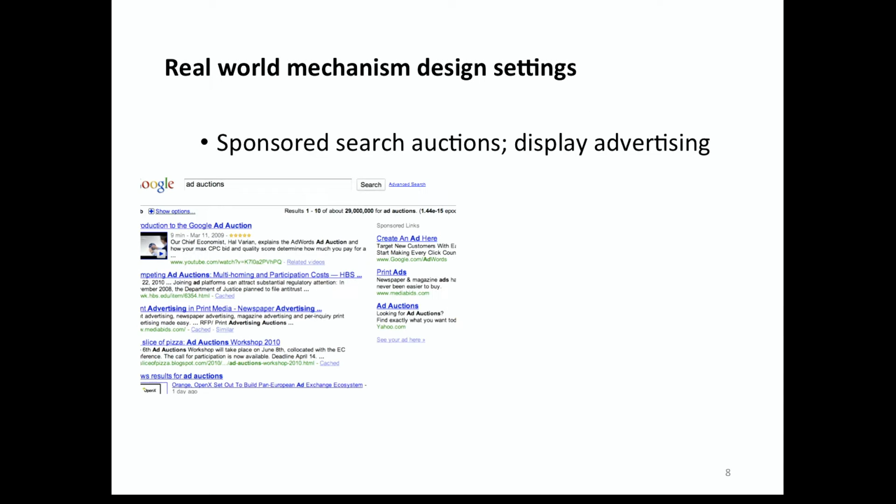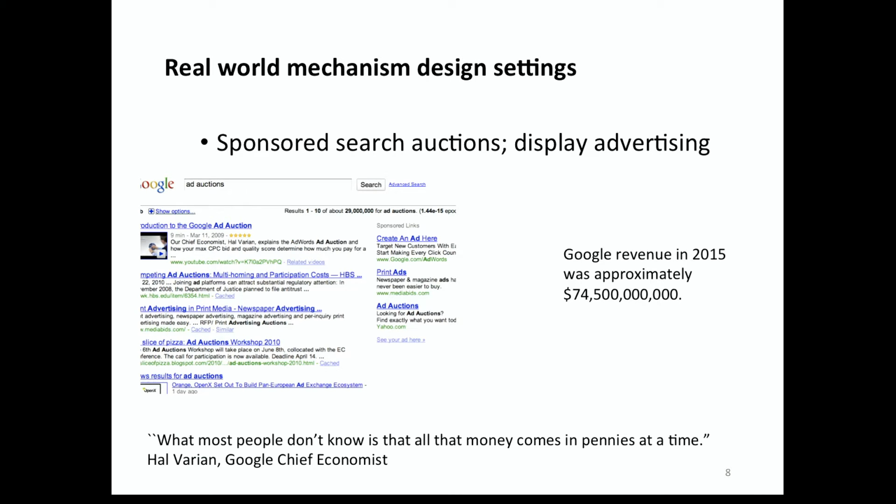And so there are many, many real-world mechanism design settings. I already have discussed or alluded to sponsored search auctions and display advertising. This is one of the killer apps. Of course, we all know that Google makes a lot of money, and basically this is how they make their money. And I like this quote from their chief economist, Hal Varian, who said, what most people don't know is that all that money comes in pennies at a time, because they're running millions and millions and millions of ad auctions all the time and collecting pennies from these advertisers, but those pennies are adding up.